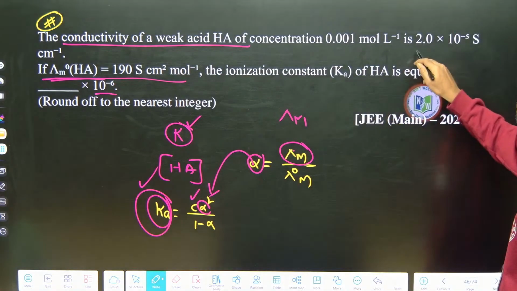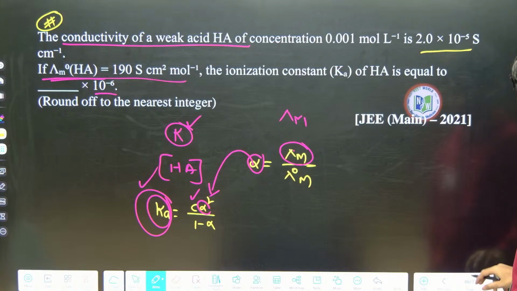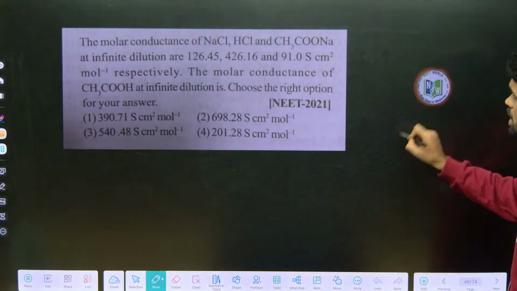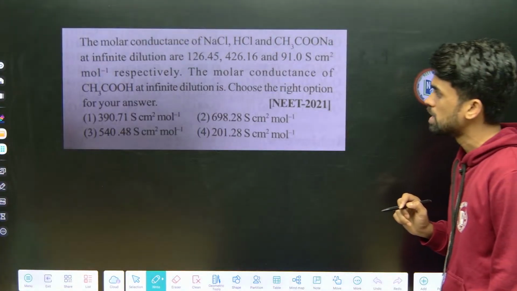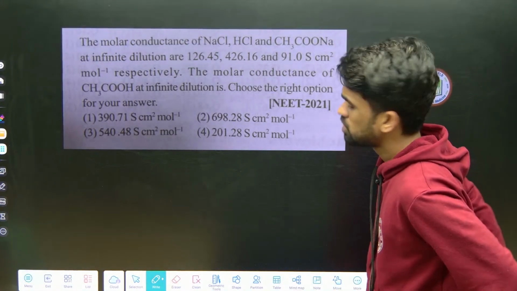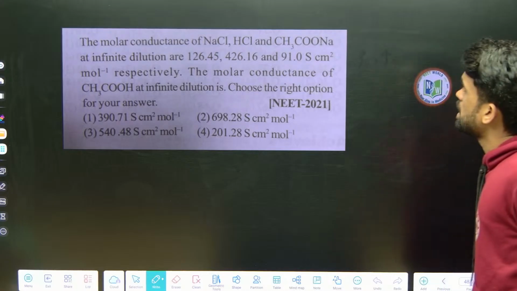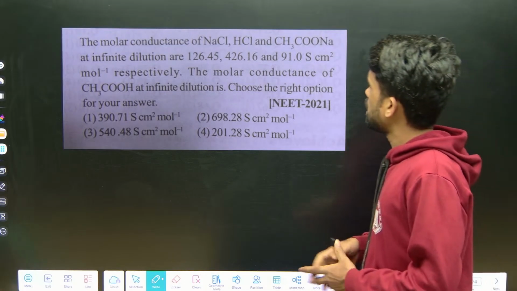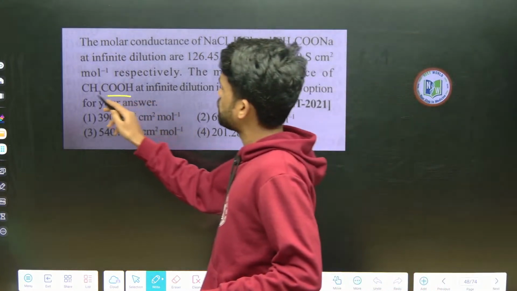K value is here 2 into 10 power minus 5. One more very easy question, but a NEET question. Previously it was a JEE question. Just tell me for this. NaCl, HCl and acetate ion at infinite dilution are given. Then the molar conductivity of acetic acid, very easy now.